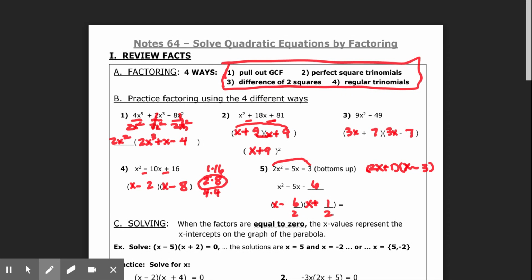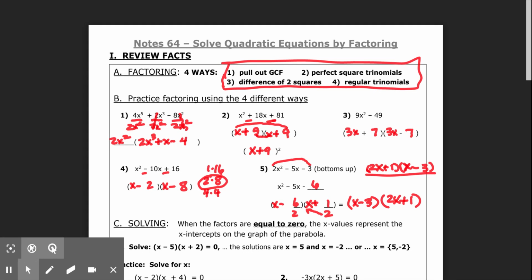So that's going to give us x minus 3. And then 1/2 does not reduce to a whole number, so we do the bottoms up. So that 2 is going to come in front of the x, so it'd be 2x plus 1, which is what we came up with up here when we did just trial and error. So it's up to you which way you want to figure those out.